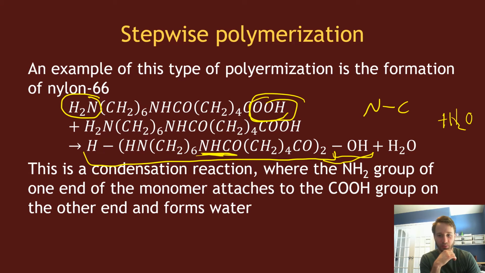Then each end can still react with something else. You have a lone hydrogen and a lone OH group at the ends of this dimer that can then react with another monomer to form a trimer, and so on and so forth. This is a condensation reaction, and it's called a condensation reaction because it formed water as a product.